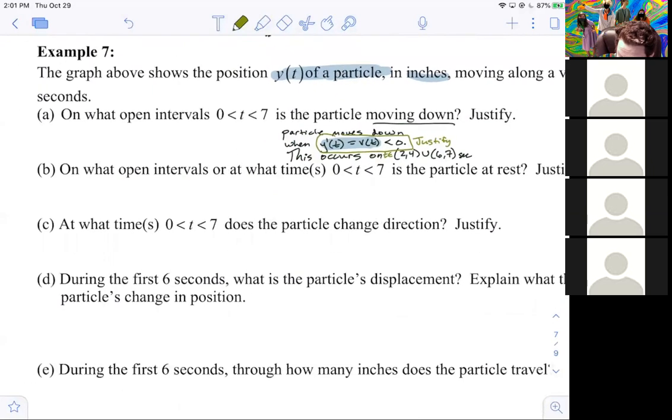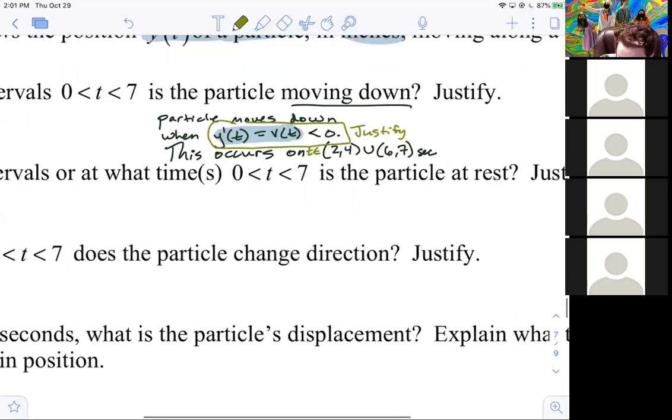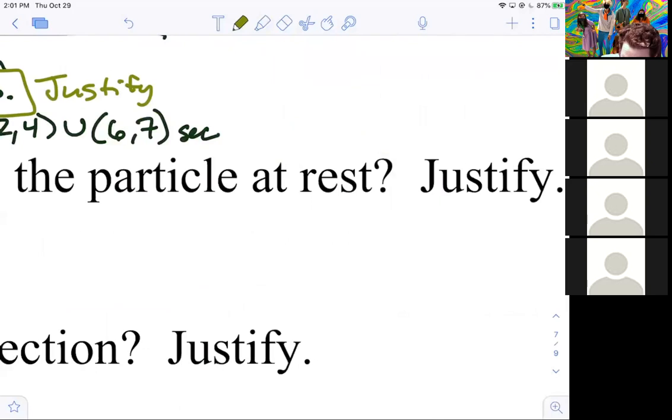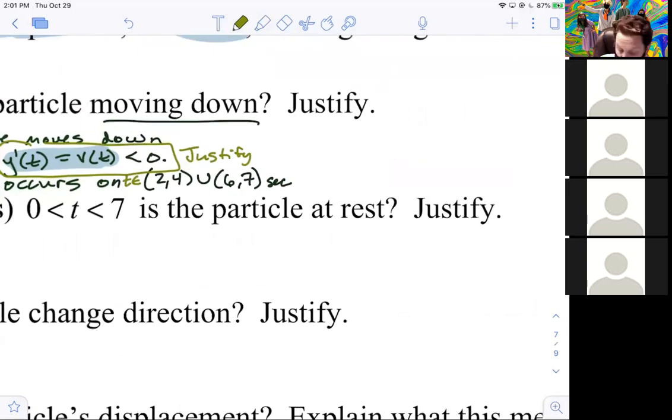On what open intervals is the particle at rest? Justify. Okay. So let's try to answer it and then justify it. But you can tell yourself what you're looking for. A particle's at rest when what is what?